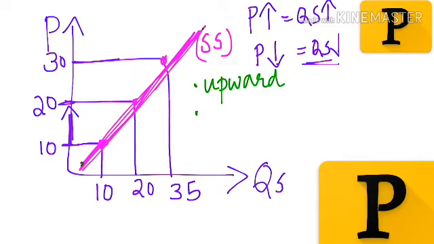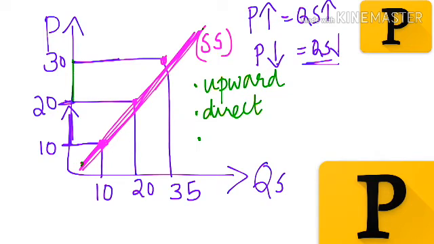The second feature of this supply curve is that it shows a direct relationship between the price of a commodity and the quantity supplied of that commodity. That is, when price increases, the quantity supplied also increases, and when price comes down, the quantity supplied also comes down. The third feature of the supply curve is that the proportion of the change in price need not be equal to the change in quantity supplied.